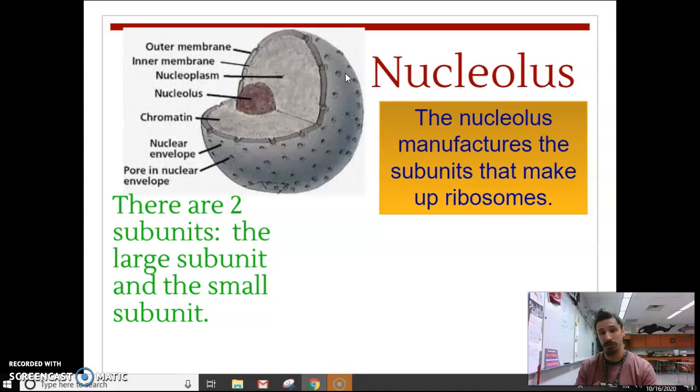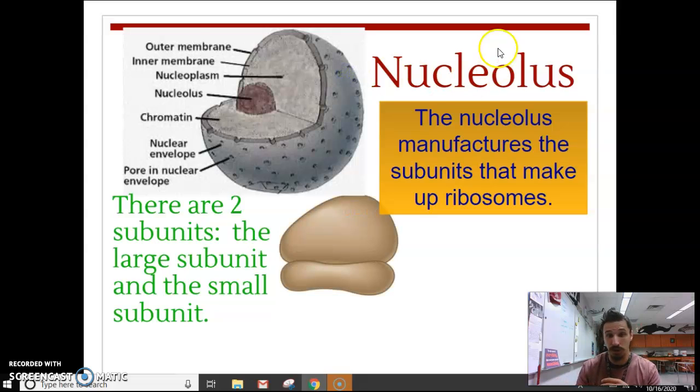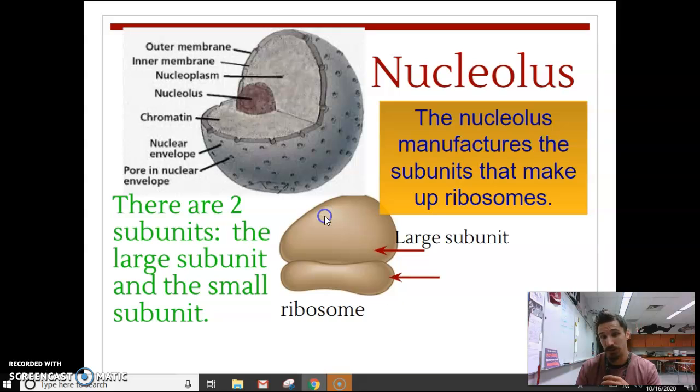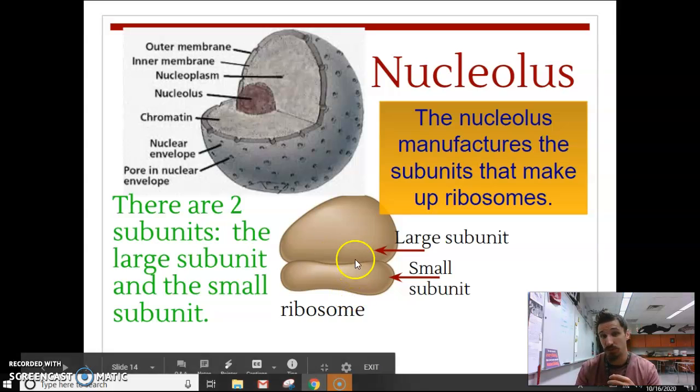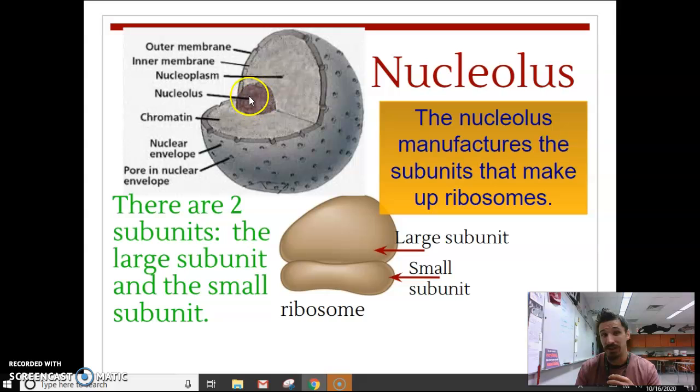And there are two subunits to ribosomes, two parts that make up a ribosome, the large subunit and the small subunit pictured here. Okay, this blob-looking structure, this is a ribosome. Here's the large subunit, and here's the small subunit. Together, these two pieces come together to make the ribosome, and these two pieces, large and small, are made individually inside the nucleolus of the nucleus.